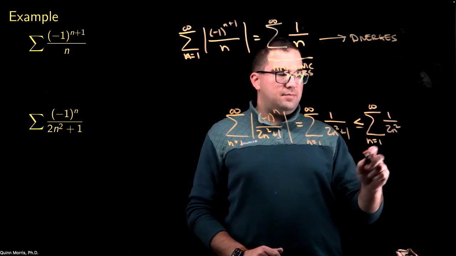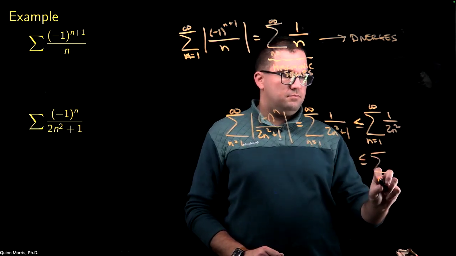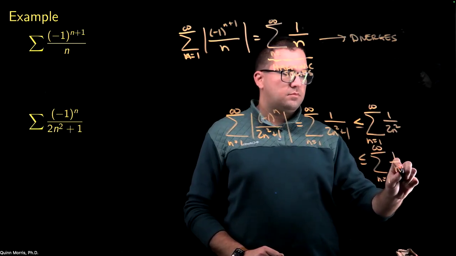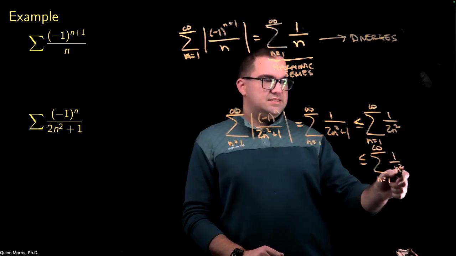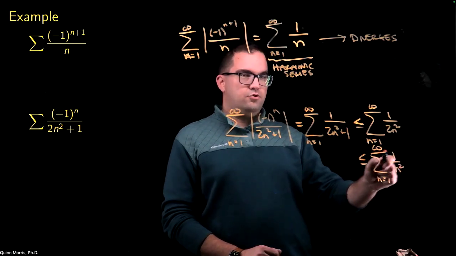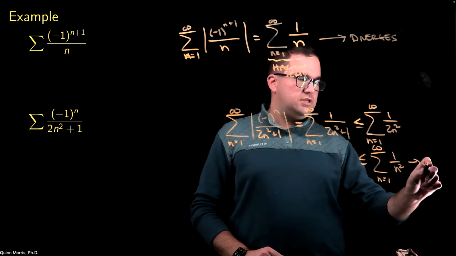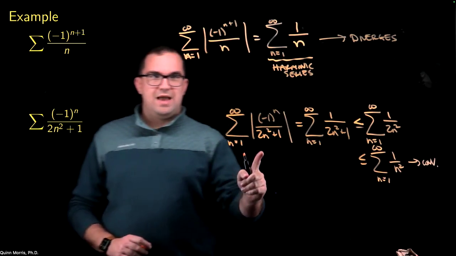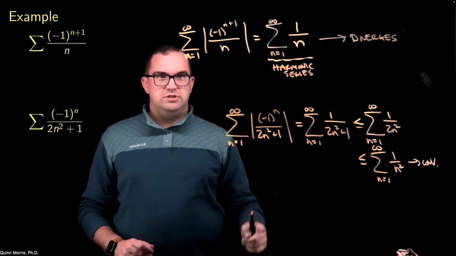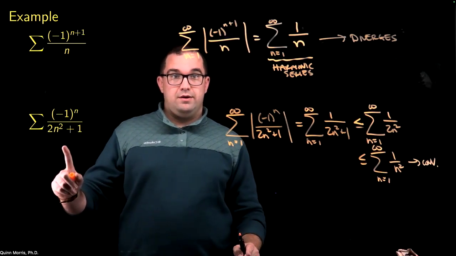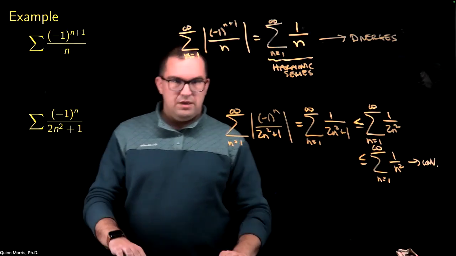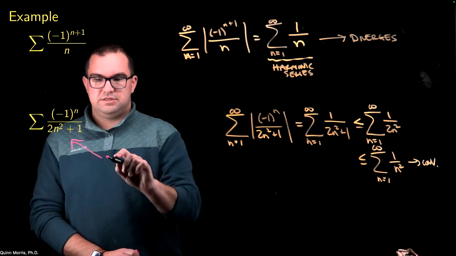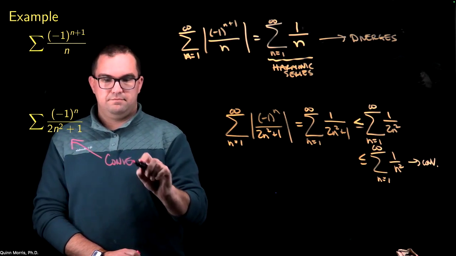Another way I can make that denominator smaller is to get rid of that 2. And this is now a p-series with p greater than 1, so this series actually converges. So now here actually I'm done. I know that the sum of the absolute values of each term converges. That tells me by the corollary we just proved that this also converges. And so for this series, I know that this series converges absolutely.